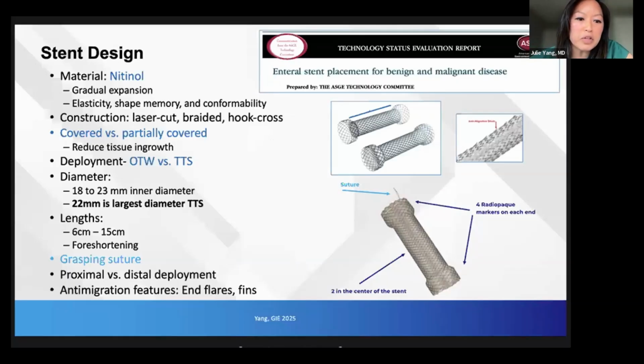There are other features of stents, including anti-migration features, which we talked about a little bit, are these dumbbells, which are the flares, which are common in most stents. But one stent variety also has these anti-migration fins. And so that's the purpose of that design.